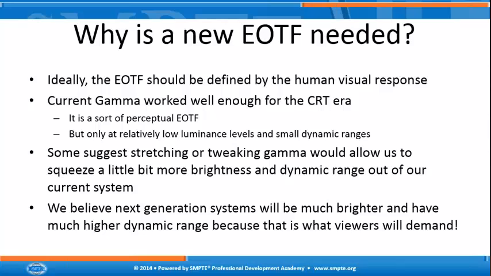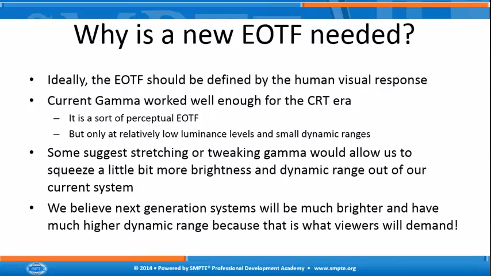So why do we need a new EOTF is the next question. Ideally, an EOTF should be defined by the human visual response for best efficiency and functionality. The current gamma function worked well enough for the CRT era, basically because we're talking about perceptual EOTFs here, and gamma is a sort of perceptual EOTF, but only at relatively low luminance levels and relatively small dynamic ranges, which is what we pretty much had in the CRT era, so it worked fairly well.